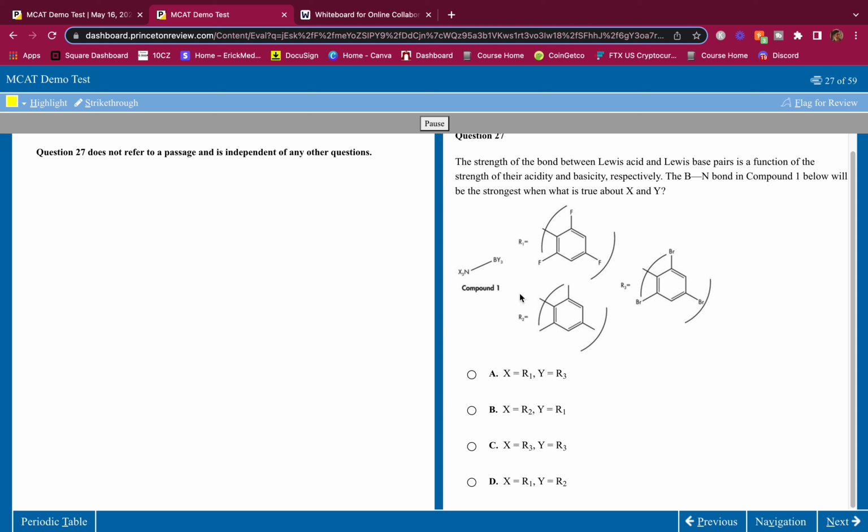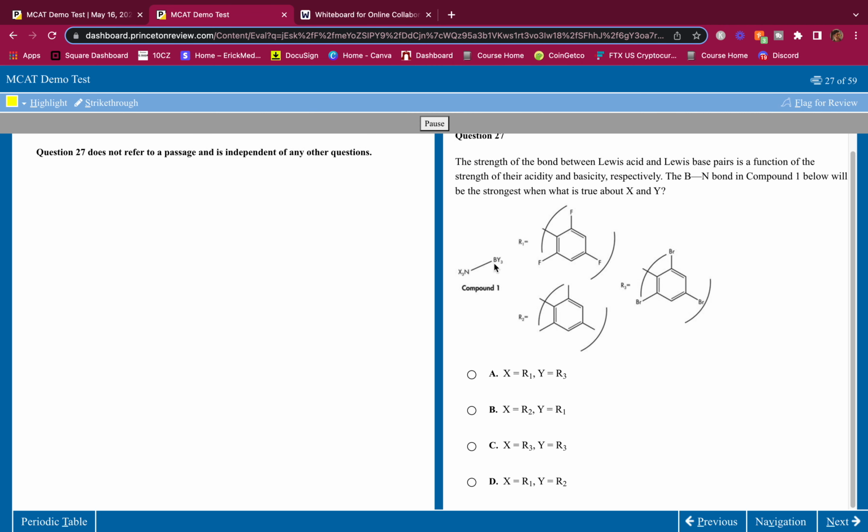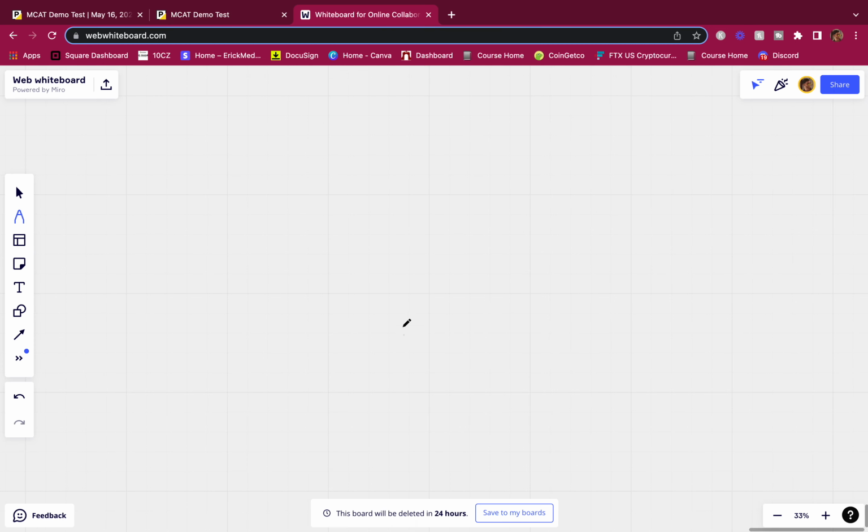All right, so how do we do this? Which one is going to be the more electronegative? How do we know? Well, you look at the periodic table. All right, we got nitrogen and boron. Nitrogen is going to be very electronegative, and boron, we're going to make it the most electropositive we could. It's that simple.